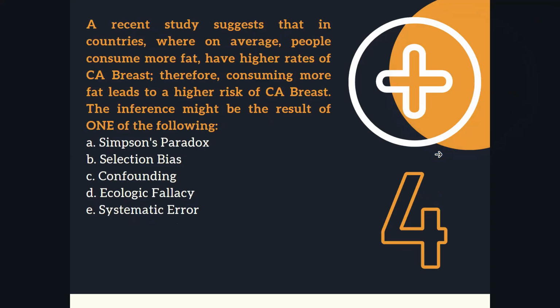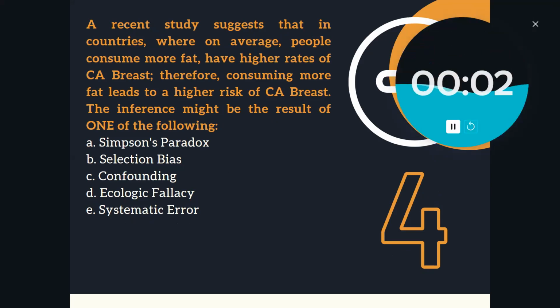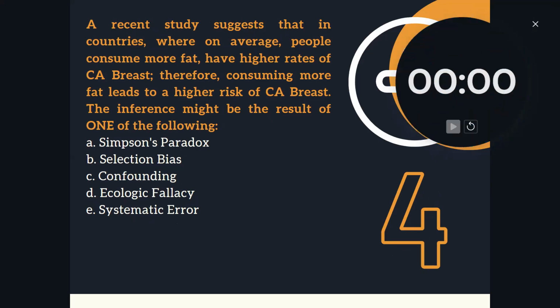A recent study suggests that in countries where on average people consume more fat, there are higher rates of CA breast. Therefore, consuming more fat leads to a higher risk of CA breast. The inference might be the result of one of the following: A, Simpson's paradox, B, selection bias, C, confounding, D, ecological fallacy, and E, systematic error. So the answer is D, ecologic fallacy.